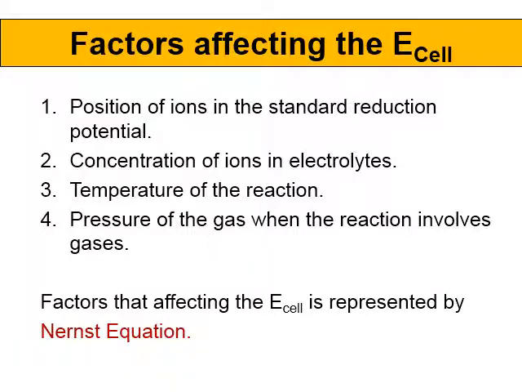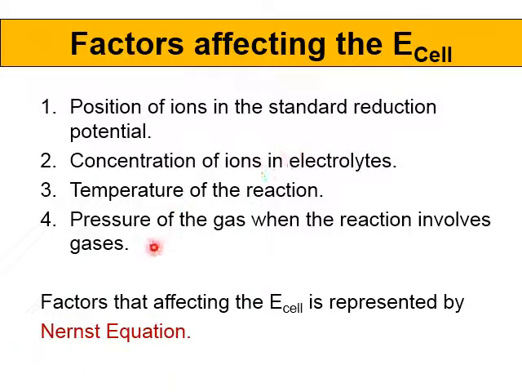E cell will be more or E cell will be less. Then, concentration of the ion in the electrolytes. Dilute concentration is going to give you a different electrode potential. More concentration will also give you different electrode potential values. So concentration does play a big role in the electrode potential. Number 3, temperature of the reaction also plays an important role. Let's say you put your electrolyte in a hot bath, for example, that's going to influence the rate of ion transfer, and of course in the end it's going to influence the E cell potential.